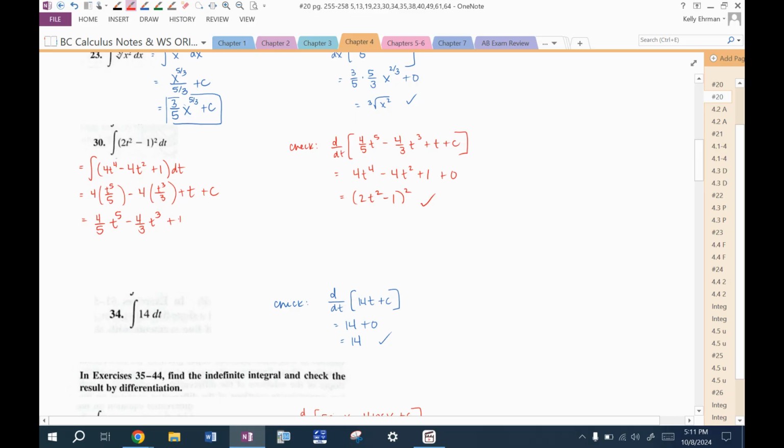So I'm just writing this down. So that's my antiderivative. And I can check my work by taking the derivative of the result I just got, and I should get back to the integrand.